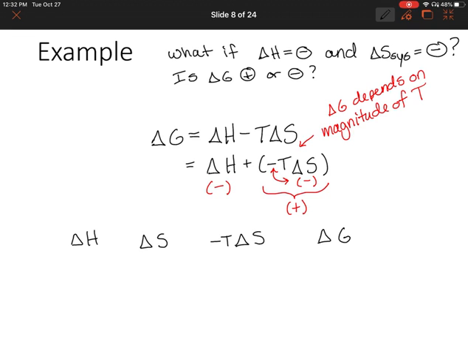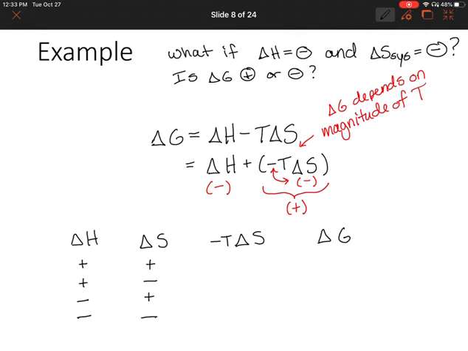Okay, so let's say delta H is positive, delta S is positive. Then let's say delta H is positive, but delta S is negative. And then we'll say delta H is negative, but delta S is positive. And then delta H is negative, and delta S is also negative. Okay, so we have all of our different scenarios here.